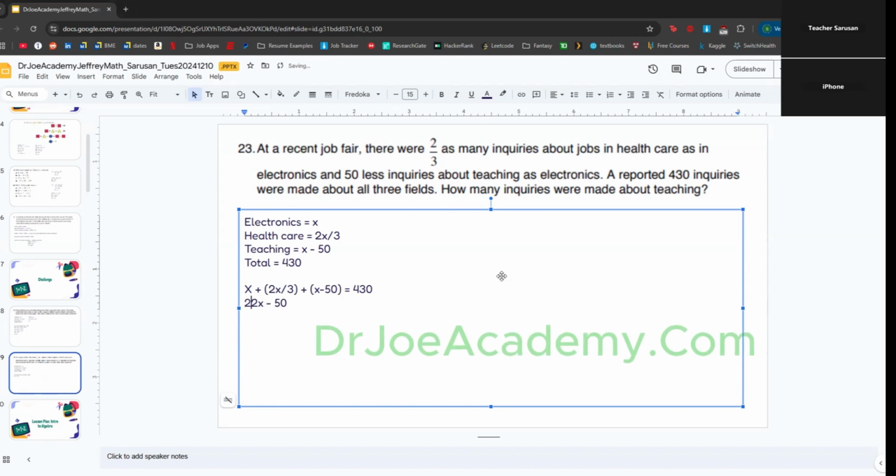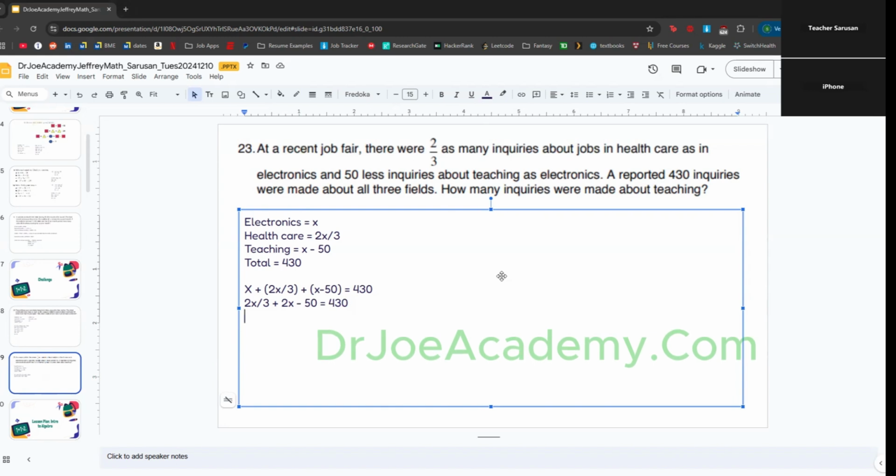So 2x minus 50 over here. And let me just do it at the beginning. We have 2x over 3. That would be plus 2x minus 50. Okay. All right, so we have a little bit of a dilemma. How do we work through this random fraction?